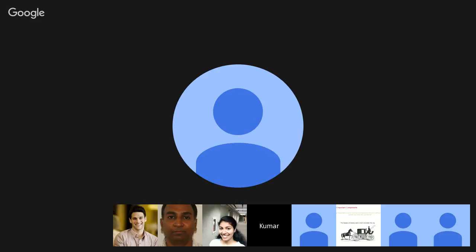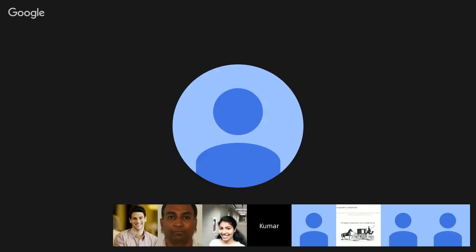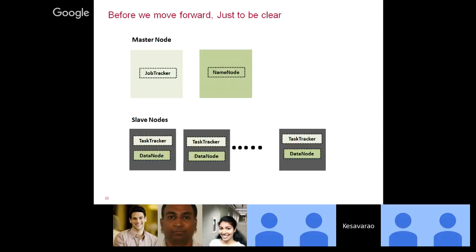Keshav garu. Mm-hmm. Yeah, this is Durga. Can you explain again the master node and slave nodes? Sure. Yeah. This one, right?